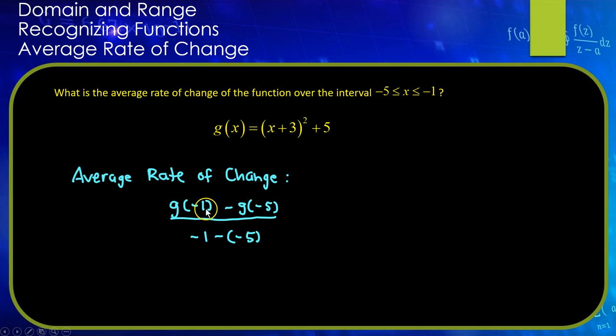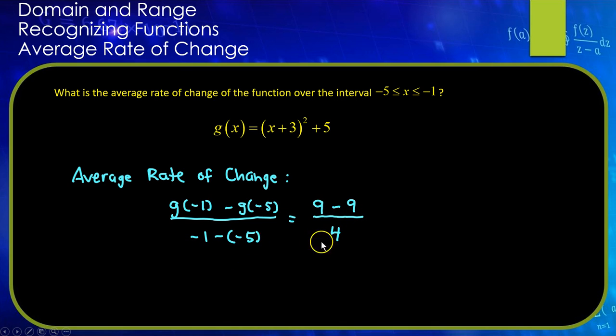To figure out the y values that go along with them, I've got to do g of negative 1 and g of negative 5. So again, for g of negative 1, I'd come up here, replace negative 1 in place of the x. That'd be negative 1 plus 3, which is 2. 2 squared is 4, plus 5 is 9, so this would be 9. G of negative 5, I'd put negative 5 in here. Negative 5 plus 3 is a negative 2. Negative 2 squared is 4. And 4 plus 5 is 9. So both of these produce 9.